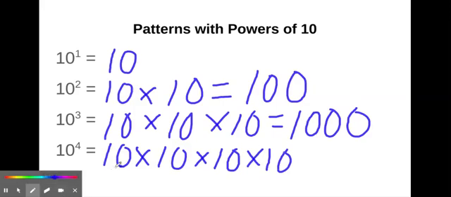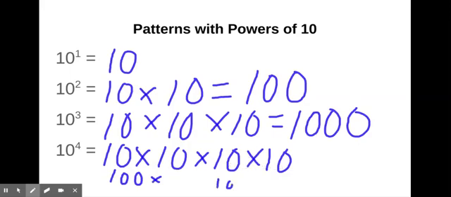Well, I know that 10 times 10 is 100. And 10 times 10 over here is also 100. And 100 times 100, I can use my zeros trick and know that 1 times 1 is 1, and we need 1, 2, 3, 4 zeros. So I'm going to write out 4 zeros on my answer to get 10,000.